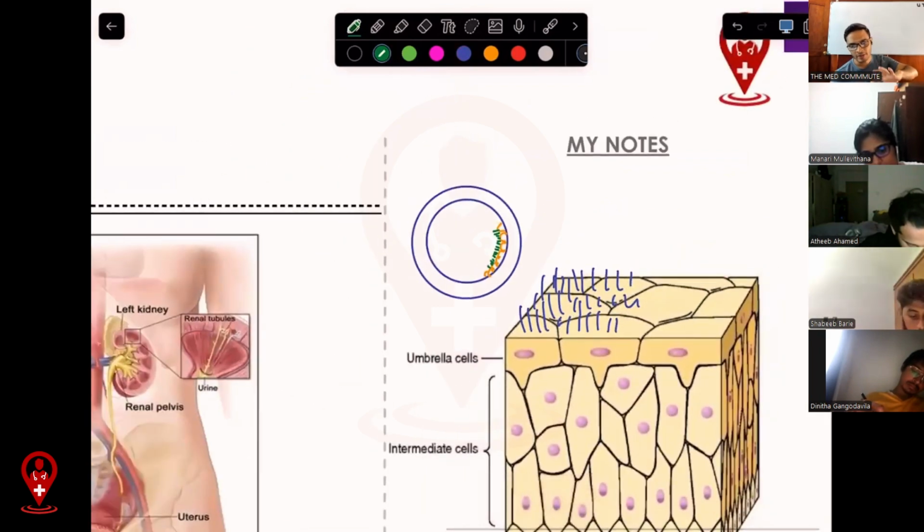So what is going to happen? This is a mucus-like layer. It is produced by these umbrella cells itself. And what is going to happen, guys? They stop the direct contact of urine with the urothelium. Okay. So, does this glycosaminoglycan layer help pathogens to adhere to the urothelium or not?